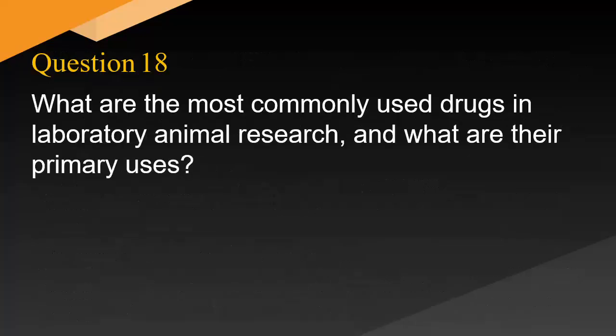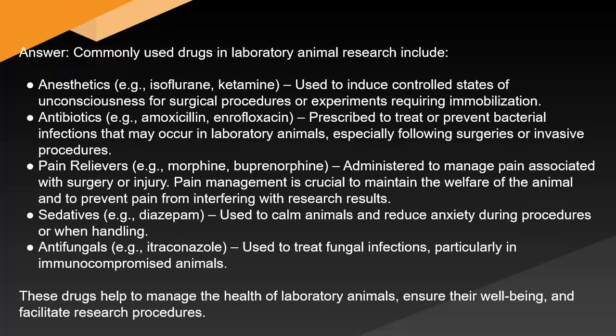What are the most commonly used drugs in laboratory animal research, and what are their primary uses? Answer. Commonly used drugs in laboratory animal research include anesthetics, isoflurane, ketamine, used to induce controlled states of unconsciousness for surgical procedures or experiments requiring immobilization. Antibiotics, amoxicillin and enrofloxacin, prescribed to treat or prevent bacterial infections that may occur in laboratory animals, especially following surgeries or invasive procedures. Pain relievers, morphine, buprenorphine, administered to manage pain associated with surgery or injury.